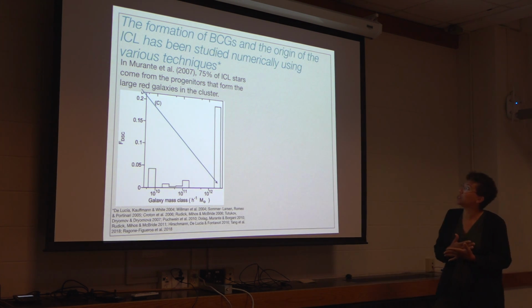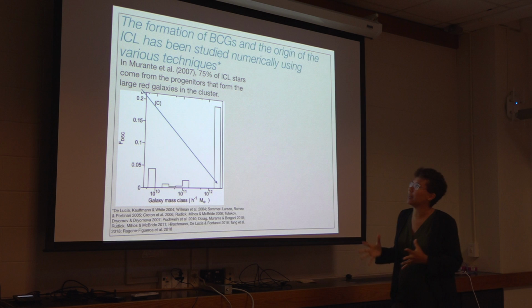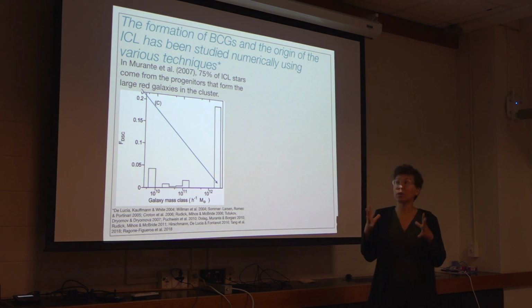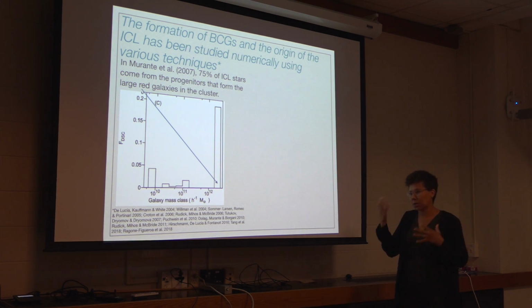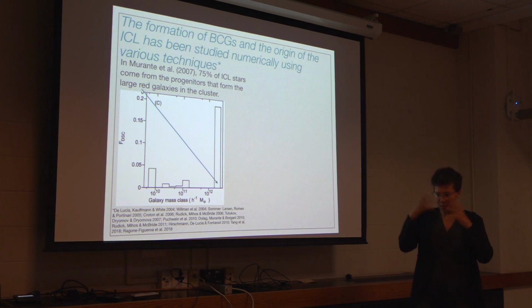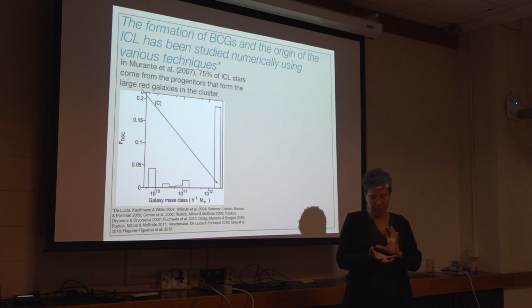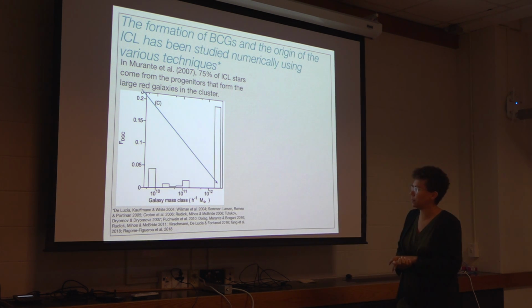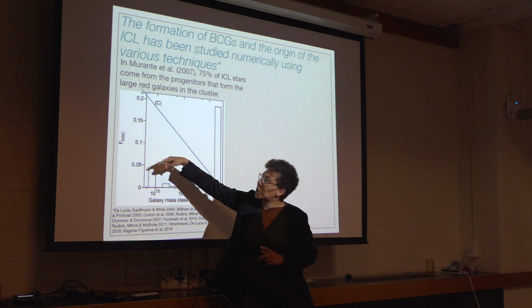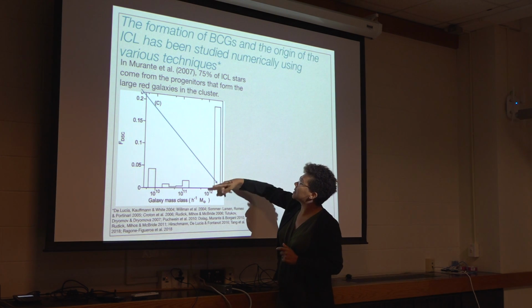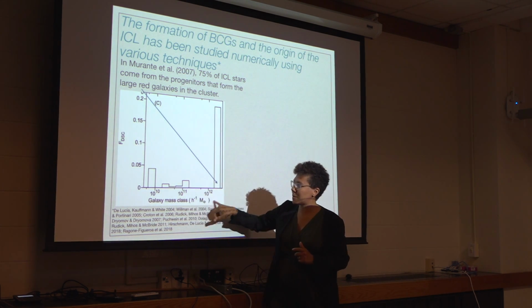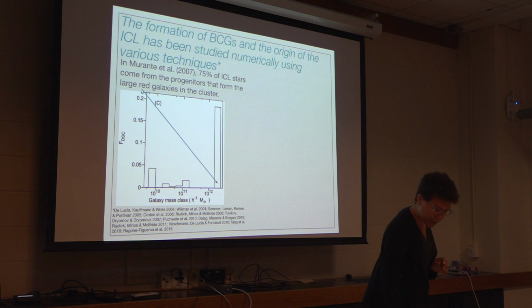Looking at simulations that talk about the ICL, the intracluster light specifically, the Murante simulations of 2007 suggest that 75% of the ICL stars come from progenitors of large red galaxies, okay? So mergers and interactions with the large red galaxies, the removal of those stars is what falls into the cluster core and makes the ICL. So they see that the fraction of these ICL stars is highest for the most massive galaxies, right? That's where all the stars come from.